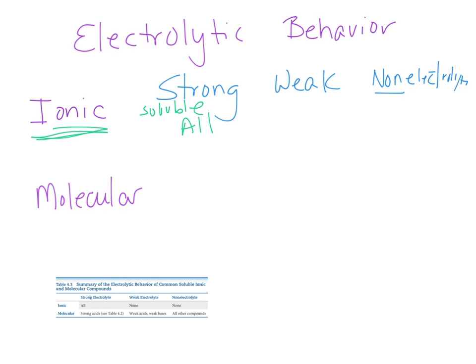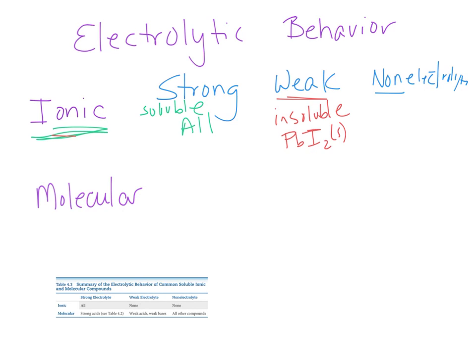Are any ionic substances going to be weak electrolytes? Well, we just said if it's an ionic substance and it's soluble, it's strong. However, there are some ionic substances, as we know, that are insoluble. And if it's insoluble and it's ionic, then it will be a weak electrolyte. An example is lead iodide. If you looked on your solubility rules, you would see that lead iodide is insoluble. It stays as a solid.